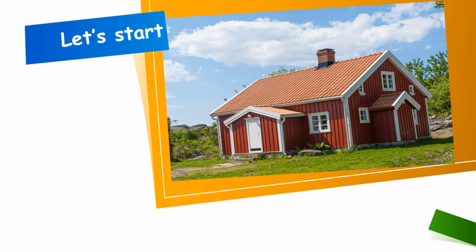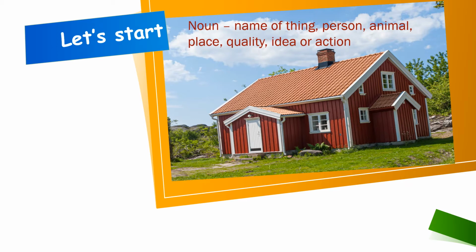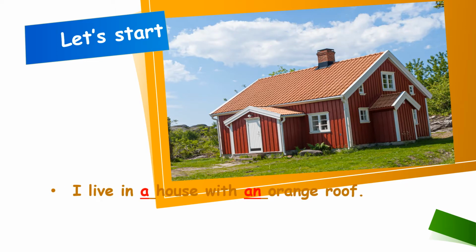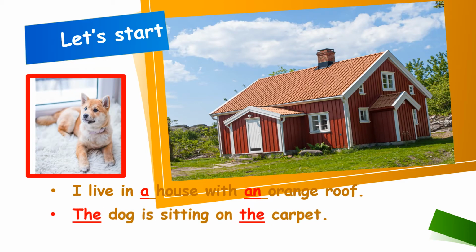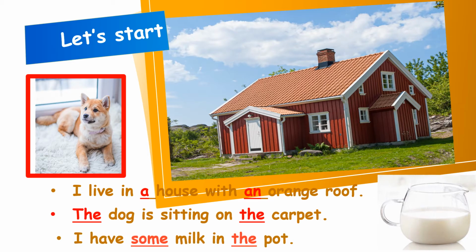Let's start. We already know what are nouns or naming words. So, what is a noun? A noun is a word that refers to a thing, a person, an animal, a place, a quality, an idea, or an action. Like in these sentences here, I live in a house with an orange roof. The dog is sitting on the carpet. I have some milk in the pot. In these sentences, words like house, orange, dog, carpet, milk, and pot are nouns.